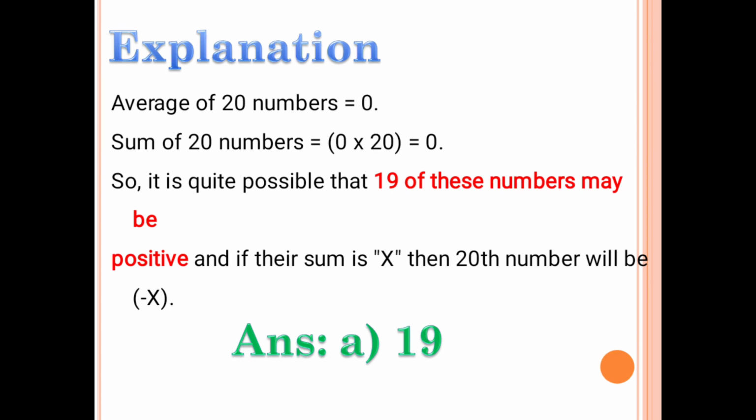The average of 20 numbers equals 0, that is given. So what is the sum of 20 numbers? That is the average value into the total number of values. So 0 into 20 equals 0. So it is quite possible that 19 of these numbers may be positive, and suppose the sum of those 19 values is x, then the 20th number will be minus x, and only then the sum equals 0. So how many possibilities are available to get greater than 0? 19.